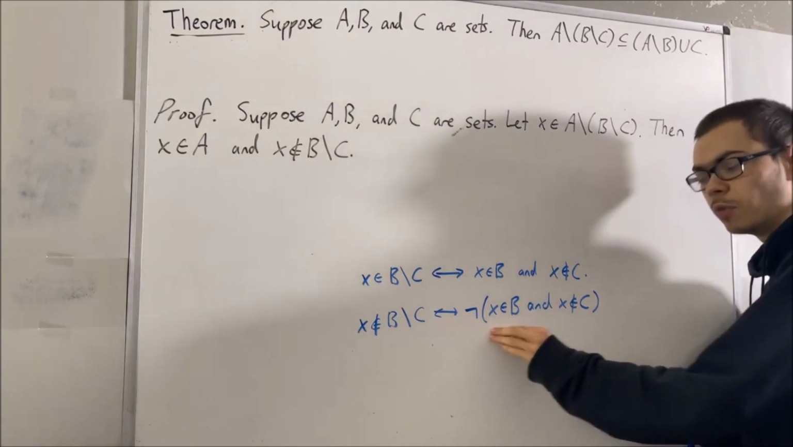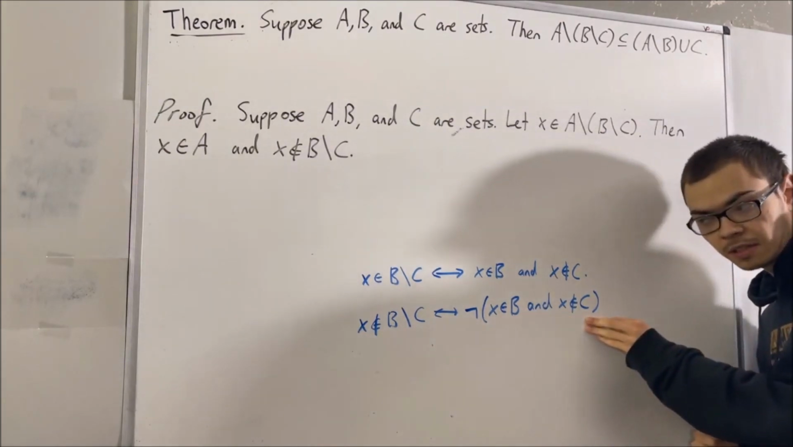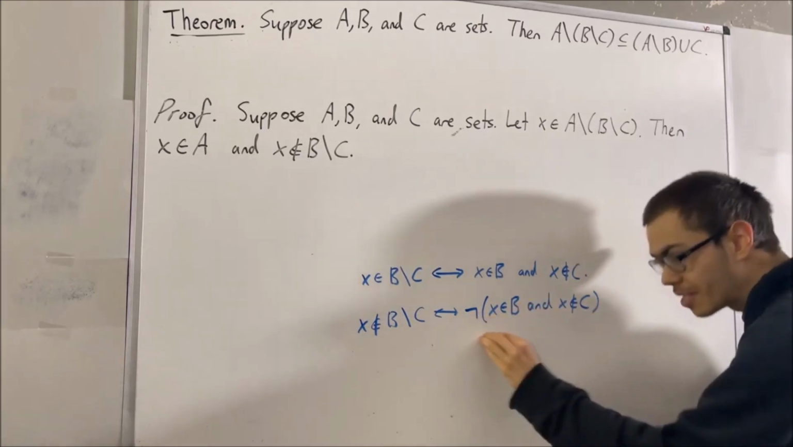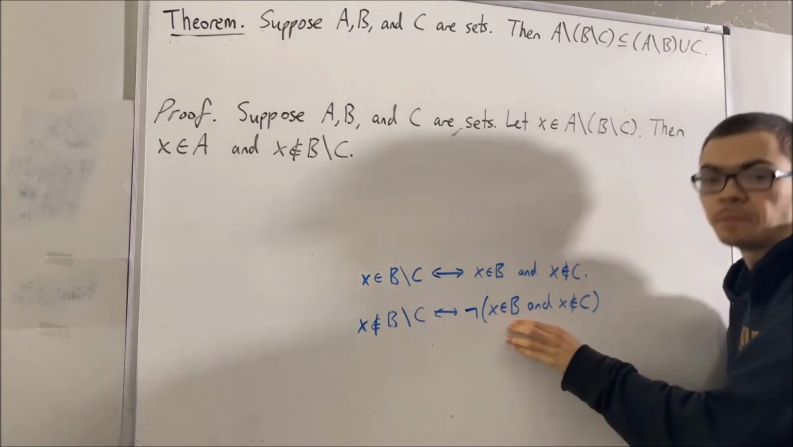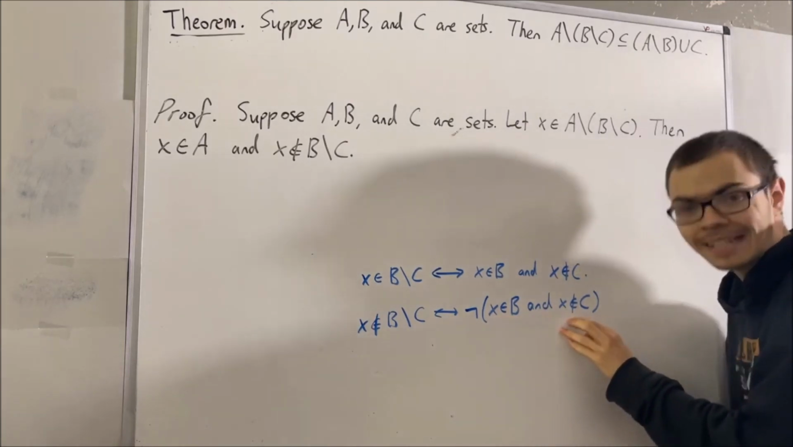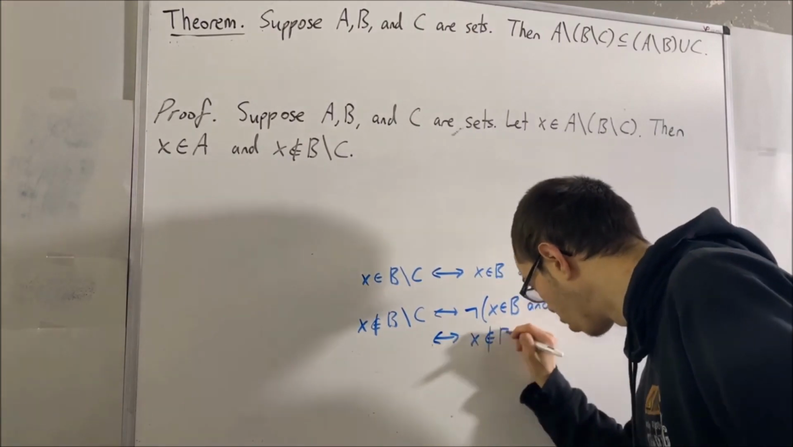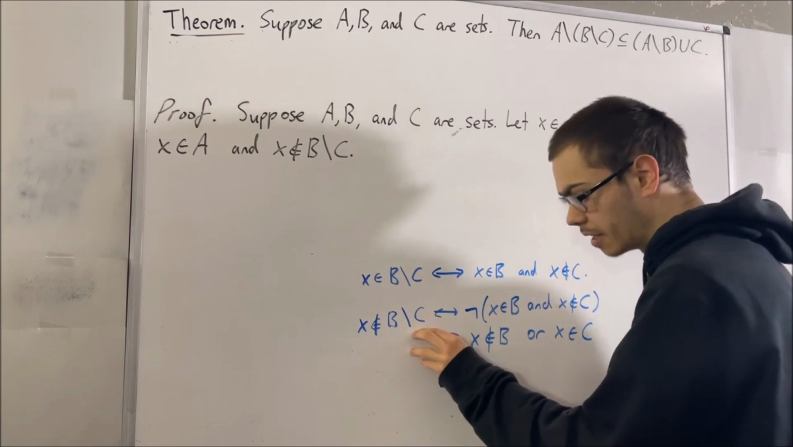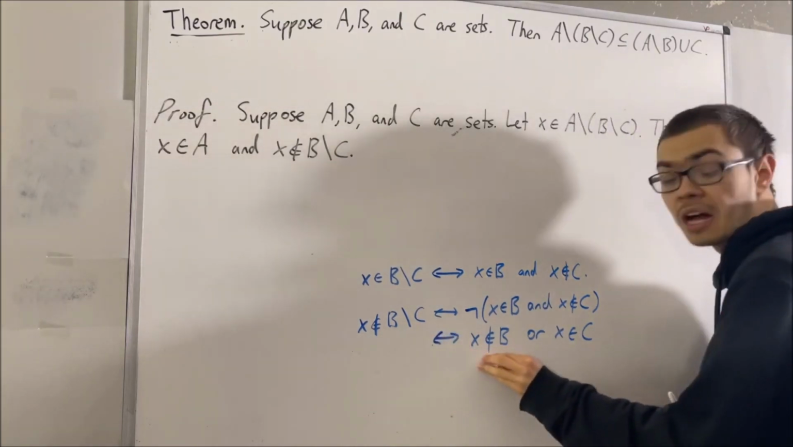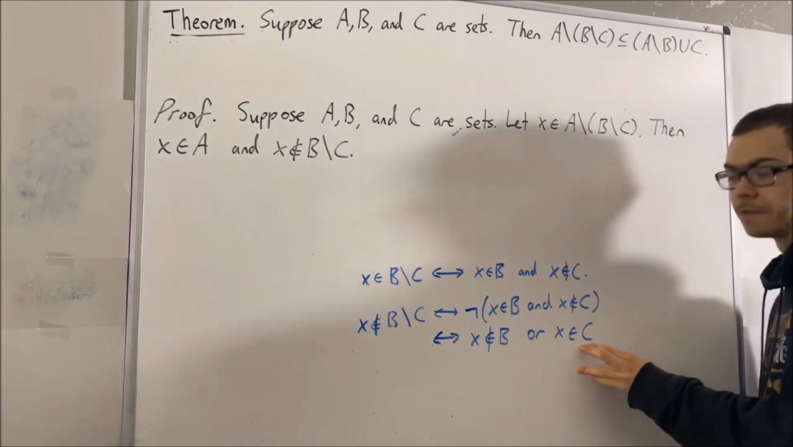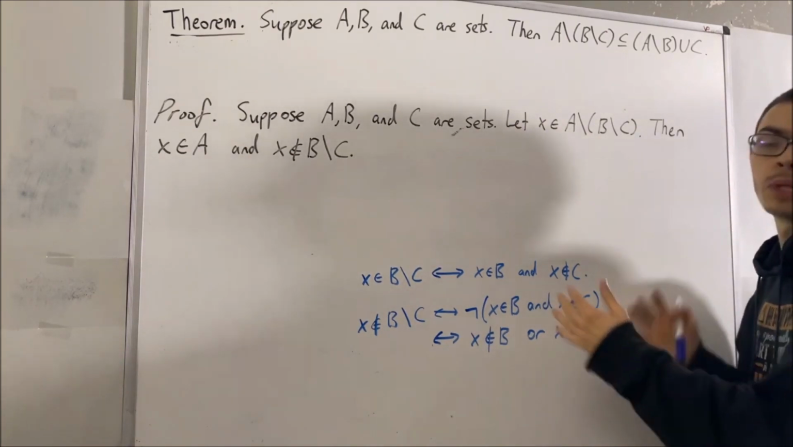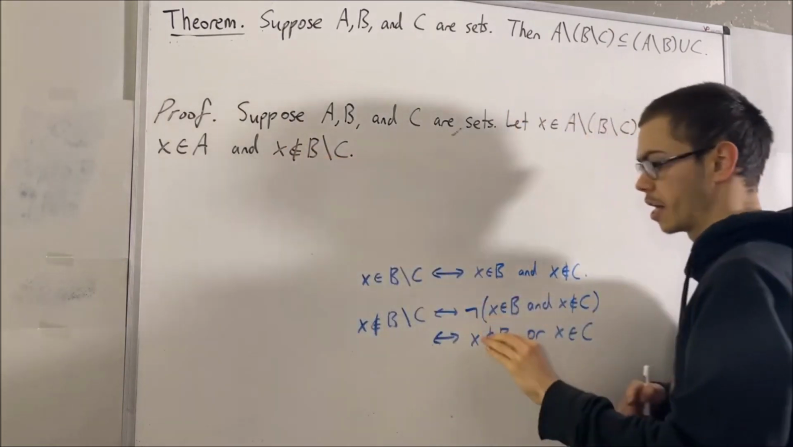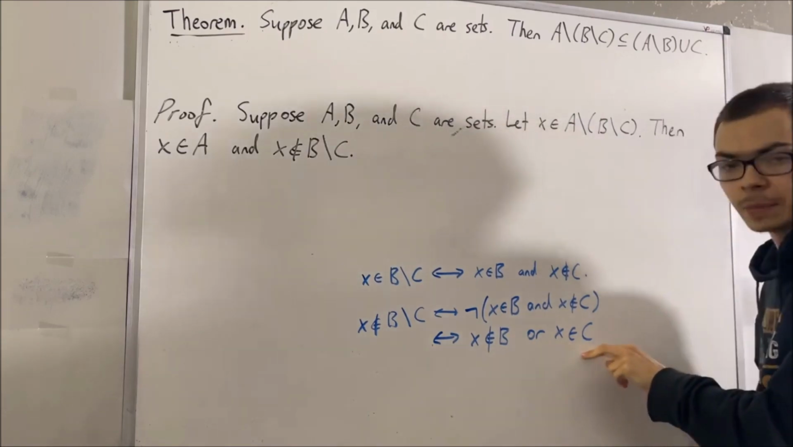But really, we can use De Morgan's laws to re-express this, right? If we distribute the negation through the parentheses, we have that this is equivalent to saying X is not an element of B, or X is an element of C. So to say that X is not an element of B set minus C is the same thing as saying either X is not an element of B, or X is an element of C.